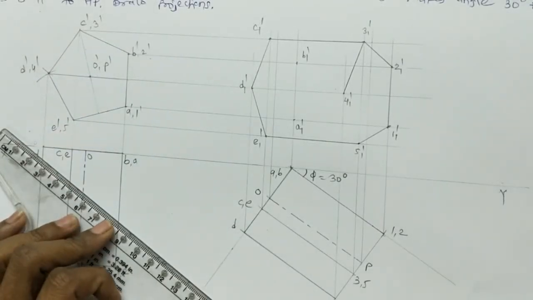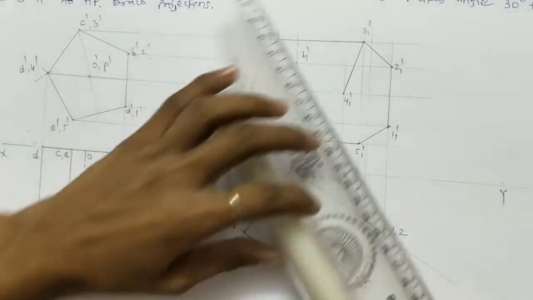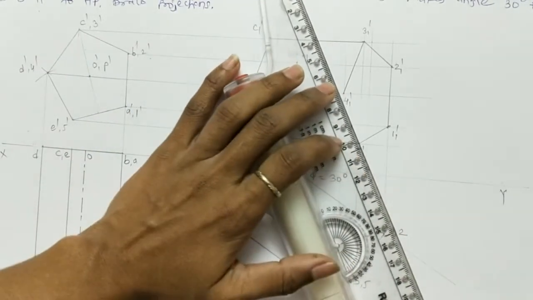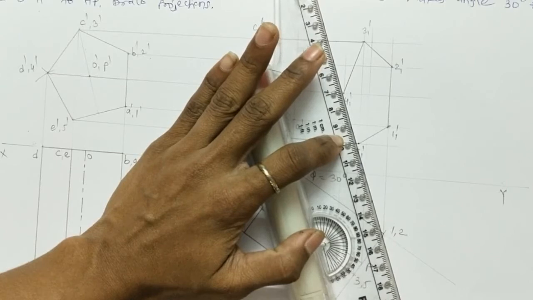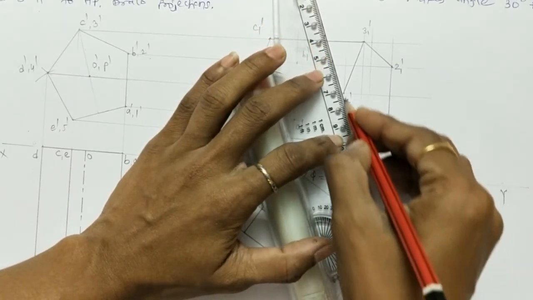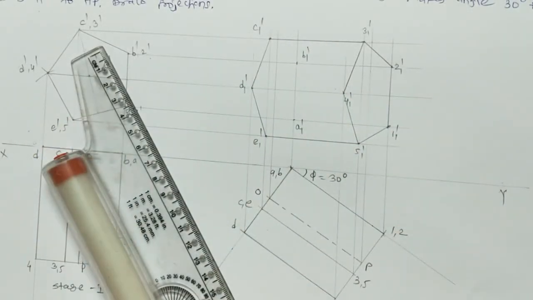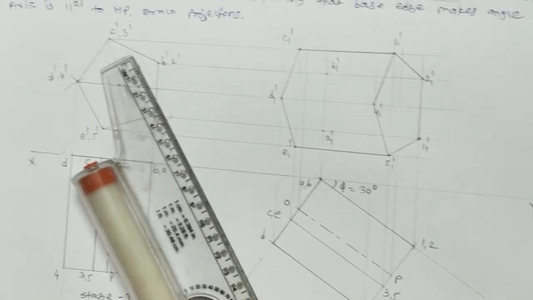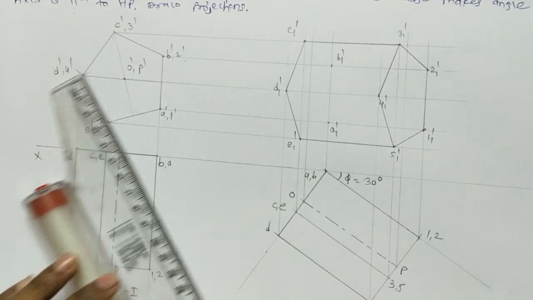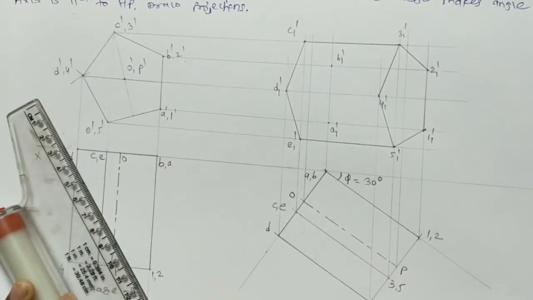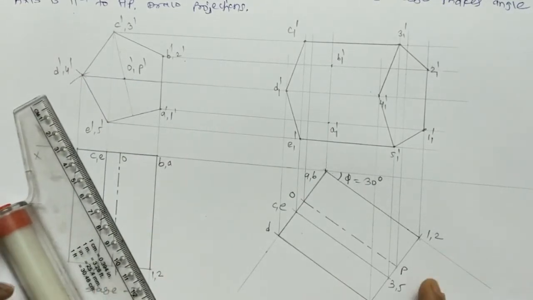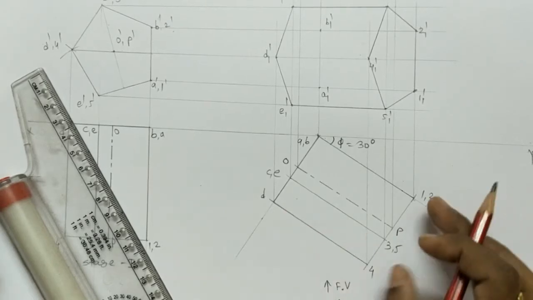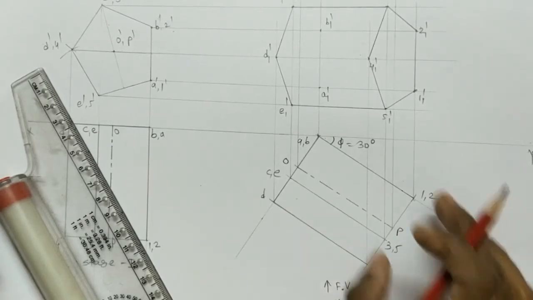So draw this face as dark. Now join all these points. So 4 to 5, like this. Now we have drawn one face of pentagonal prism. Second face is remaining. For this face, when we will see from this direction, this is visible. So we have drawn dark.